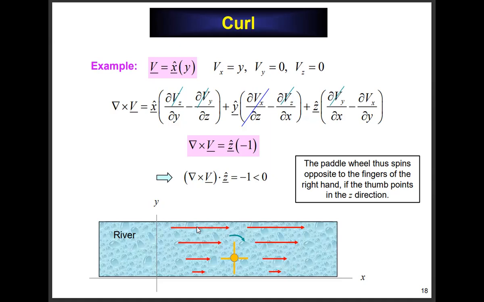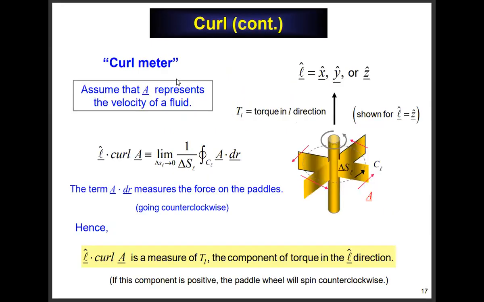It may be semi-practical because in a practical river, probably water is flowing slowest at the bottom because of friction and probably fastest at the top. Probably not linearly, but anyway, just a made-up example, okay? So anyway, with that assumed function for the water velocity, let's calculate the curl of the velocity function and see if it matches with what we learned about this paddle wheel here, okay?